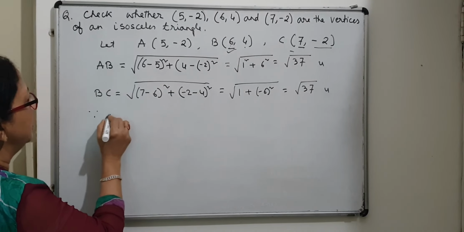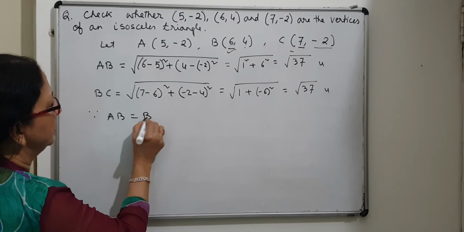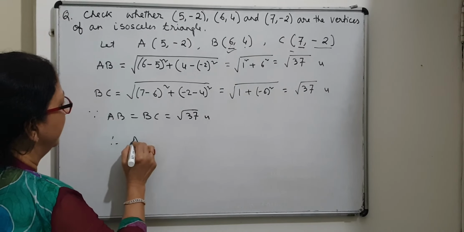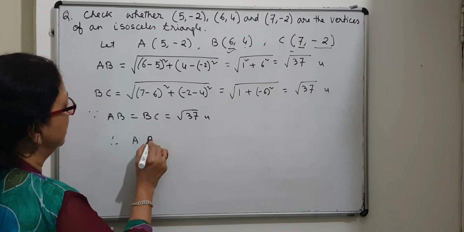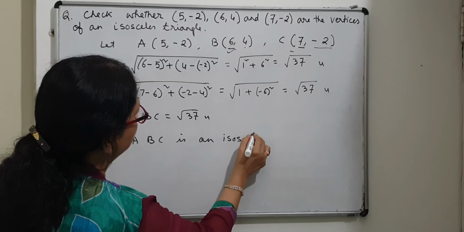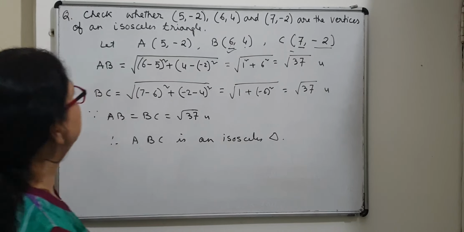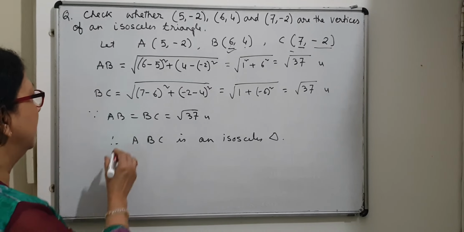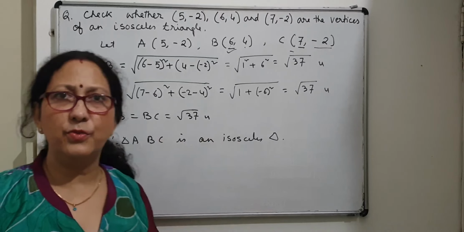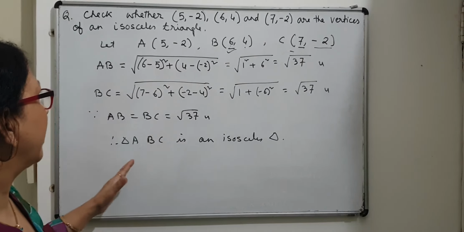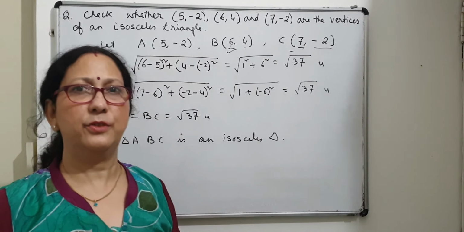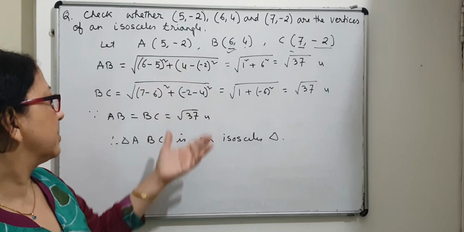So since AB is equal to BC is equal to root 37 unit, therefore ABC is an isosceles triangle. In this way, you have checked. Yes, it is an isosceles triangle. So with the help of the distance formula, no need of drawing any diagram, you see. Only we have to know the basic properties of the geometric figures, and we can check by distance formula. Okay.